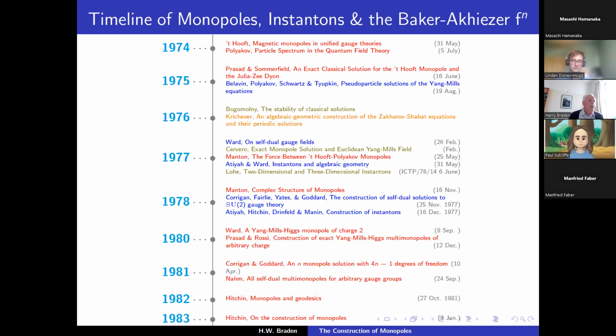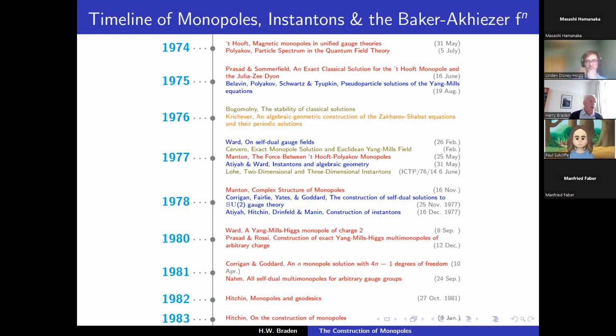So here is a timeline. It isn't meant to be comprehensive, but I'm wanting to show how three sets of ideas came together. They're color-coded. Red is to do with monopoles. Blue is to do with instantons. Olive is to do with some ideas that became relevant for both. And then the sole entry in orange is when Baker-Akhiezer functions were introduced or abstracted by Igor Krichever.